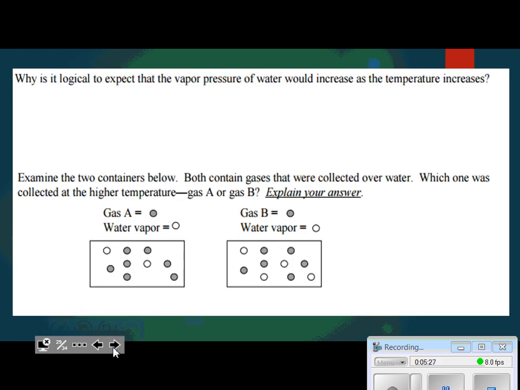As I just explained, and I'll show you the answer for that in just a sec, as the temperature increases, the water molecules have enough kinetic energy to overcome attractive forces, and they'll go into the gas phase. And the more gas you have, the higher the vapor pressure gets.